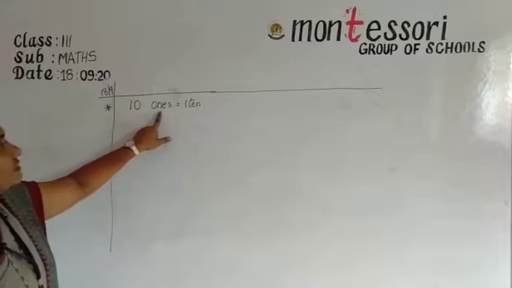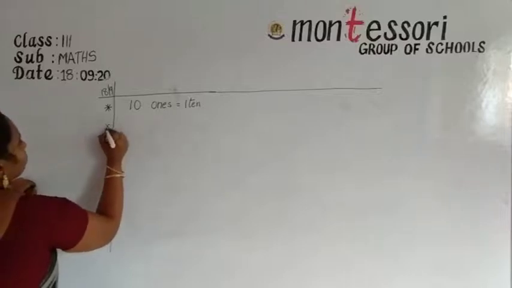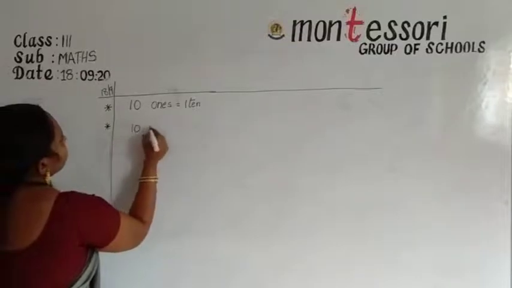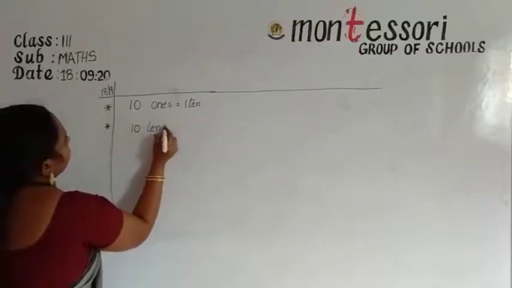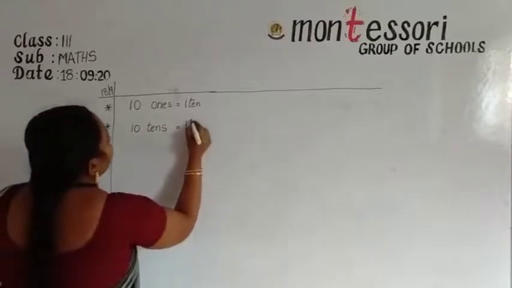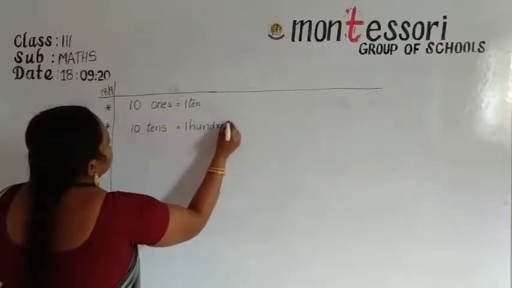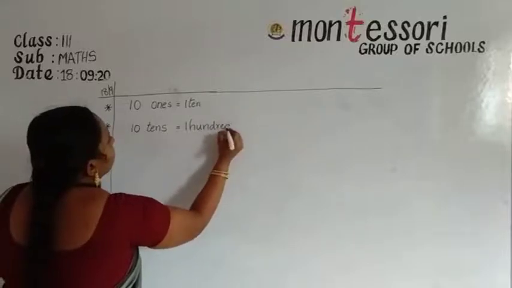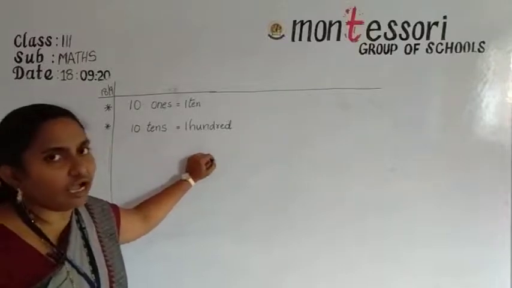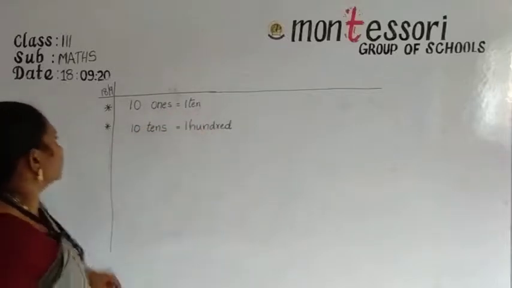10 ones is equal to 10, and give a gap. And next point, 10 tens is equal to 100. All of you know this very well now. 10 tens are 100. Okay, 10 ones are 10. Understood? Next point.